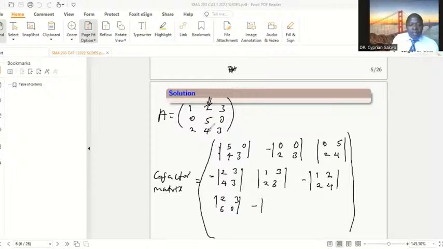We are at this element 4. It's minor B. Delete its row and its column, with the determinant of the matrix that remains. The determinant of the matrix that remains is 1, 3, and 0, 0. Then finally, the minor of these 3, delete the row and the column. You have 1, 2, and 0, 5. Let's just check that we have the correct signs. Positive, negative, positive, negative, positive, negative, positive, negative, positive.